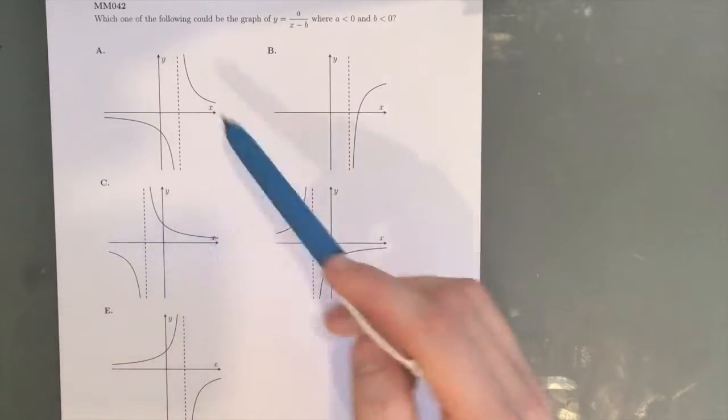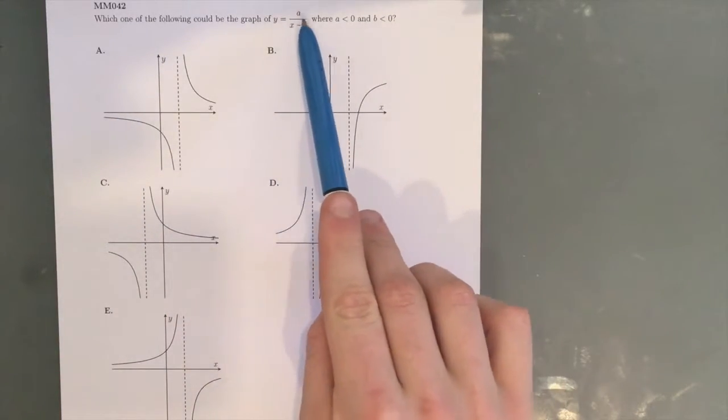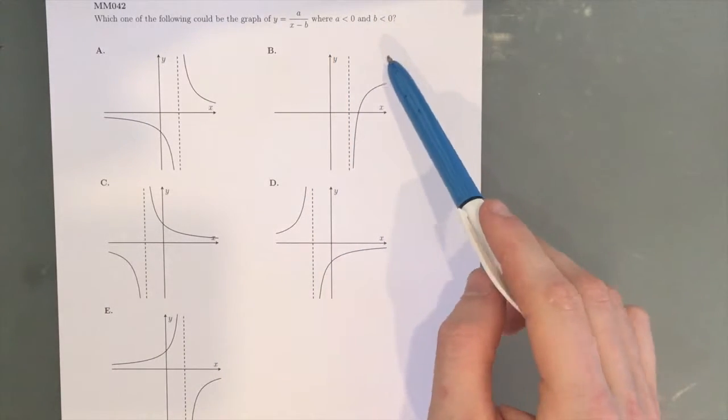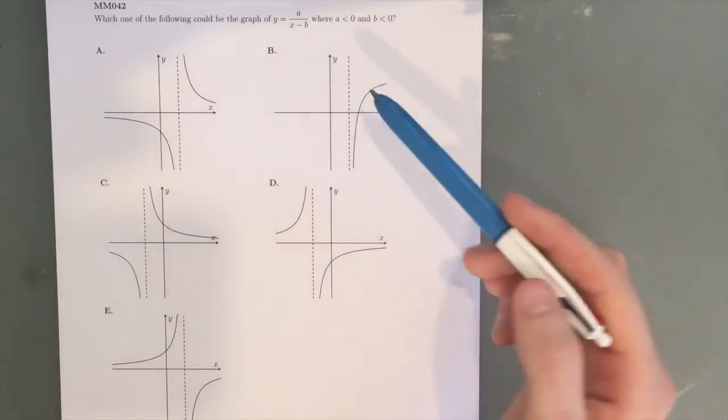So we've got a couple of graphs here. Which one of the following could be the graph of y equals a over x take b, where a is less than 0 and b is less than 0? So essentially a is negative and b is negative.